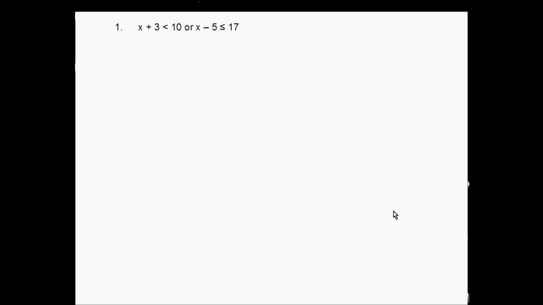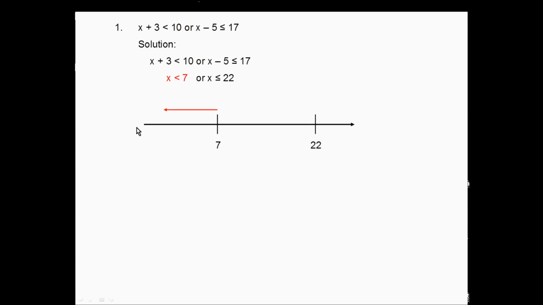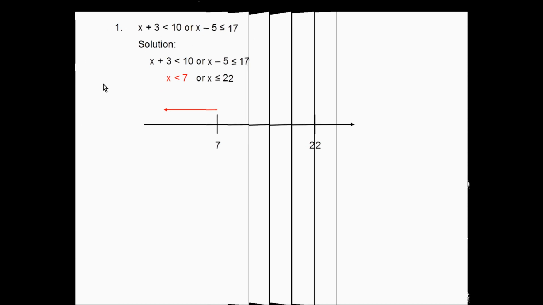Number 1, I have x plus 3 less than 10, or x minus 5 less than or equal to 17. They're both pointing toward the left. Okay, so for the inequality on the left, subtract 3. For the one on the right, add 5. So x less than 7, or x is less than or equal to 22. Again, let's graph them to see what it looks like. There's my x less than 7. Okay, x less than or equal to 22 will go like this.